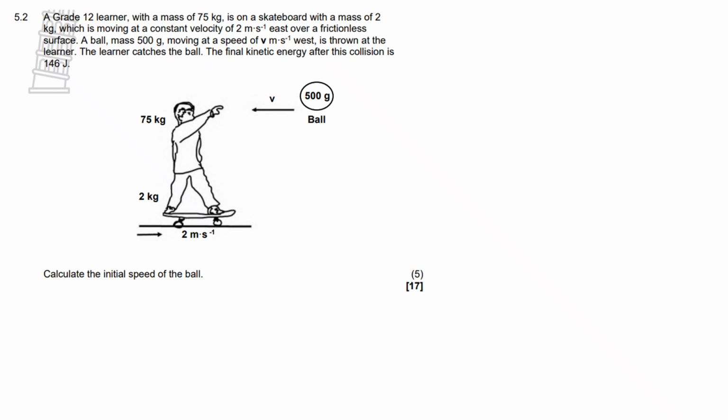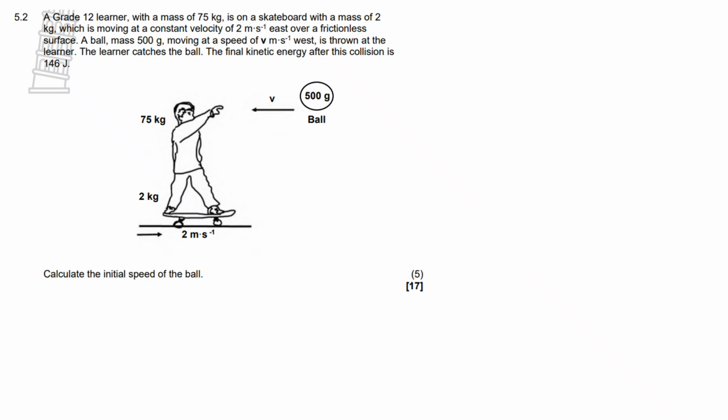Okay, grade 12. Let's look at what we have on this question, and this is 5 marks. They say that a grade 12 learner with a mass of 75 kg is on a skateboard with a mass of 2 kg, which is moving at a constant velocity of 2 meters per second east. Now, a ball of mass 500 gram that is moving at a speed of v meters per second is going to the west. So this is thrown at the learner.